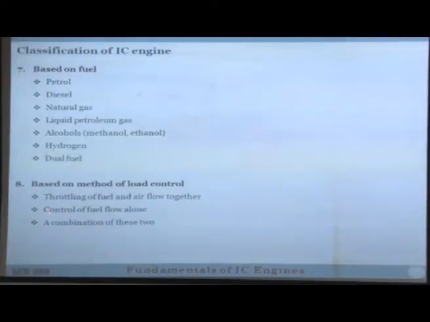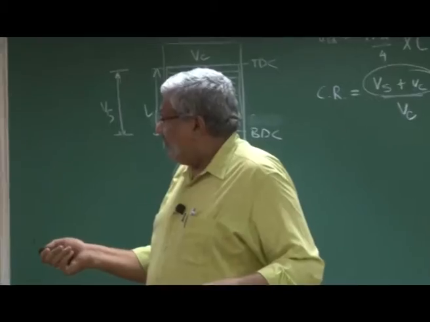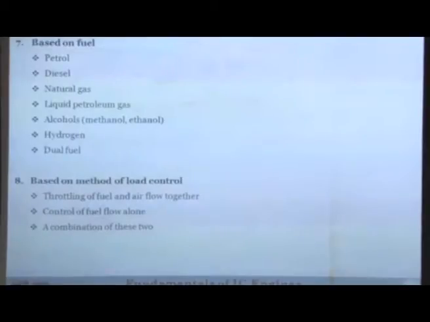Or you could control the fuel flow alone. For example, in diesel engines, when you press the accelerator, what has changed? It is connected to the fuel pump, and there you are controlling only the fuel quantity. So the air that is coming into the engine remains the same, but you are only controlling the fuel quantity. That's why this is called quantity governing and this is called quality governing, or you could use a combination of these two.